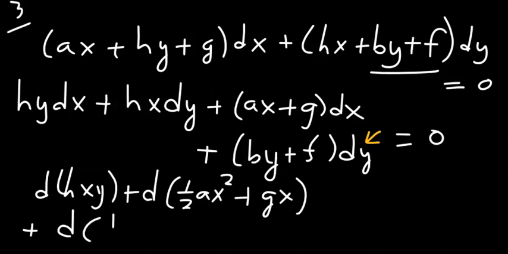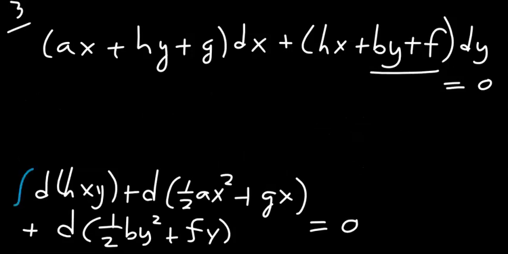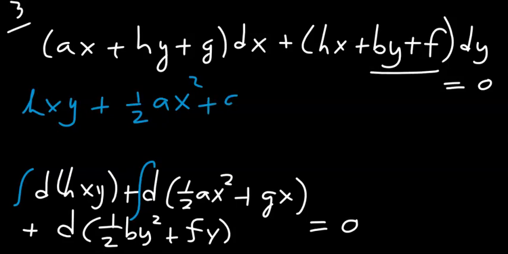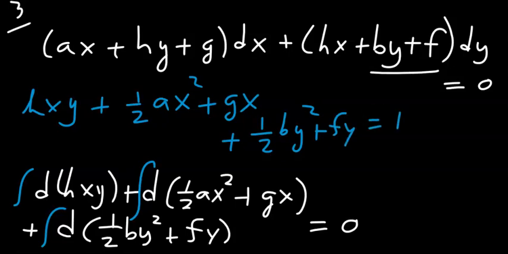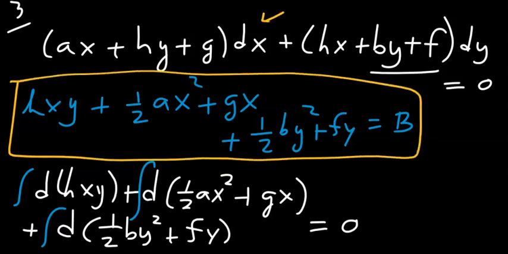It is d half by squared plus fy equals to 0. Now you can integrate them. When you integrate the first term, you simply get hxy. When you integrate the second differential, you will simply get half ax squared plus gx, and likewise when you integrate the third differential, you get half by squared plus fy equals to an integration constant, let's call it b. And this is the general solution to this equation.